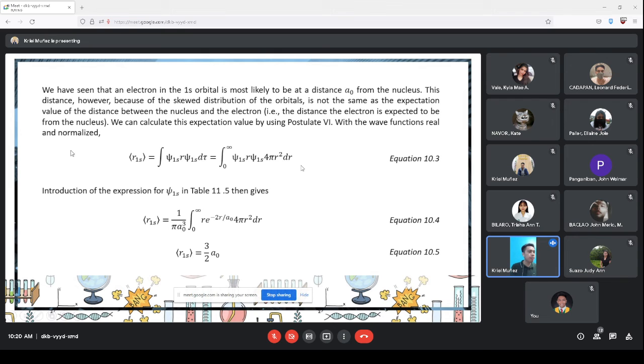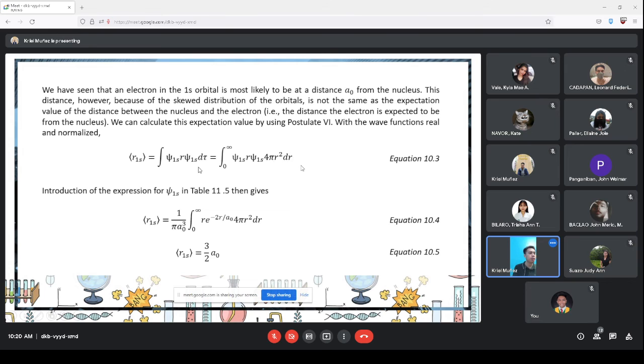Okay? So yung expected value natin would be the integral of psi 1s times r times psi 1s, since we know, class, na wave functions ay real for this one. Hindi na natin kailangan kunin yung complex conjugate because that would still give you the same wave function, right? Times d tau, okay, which is integrating it over all space. So if you go from 0 to infinity, from origin to kahit saan, psi 1s squared times r times 4 pi r squared, okay, so dr na lang siya.